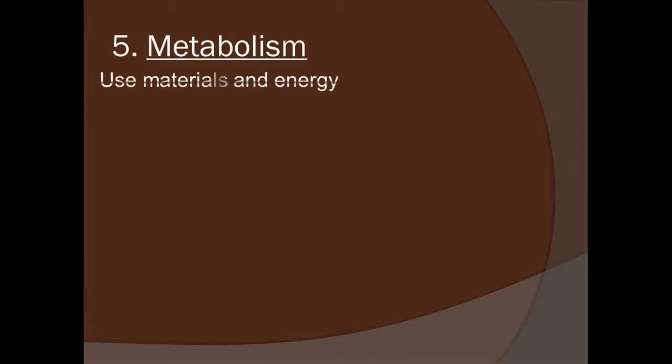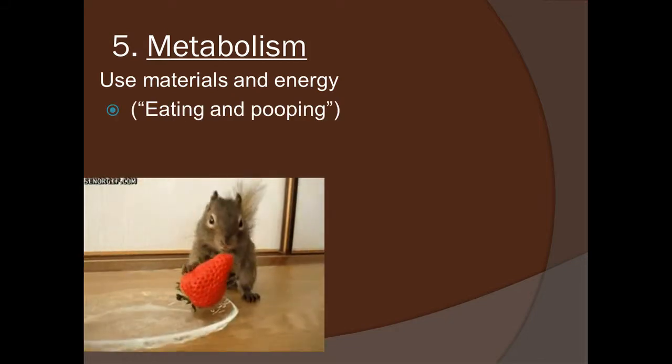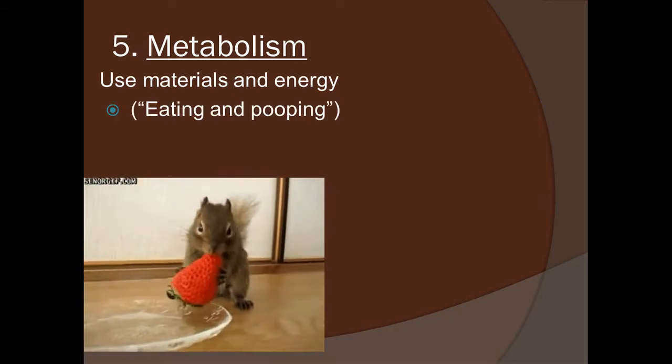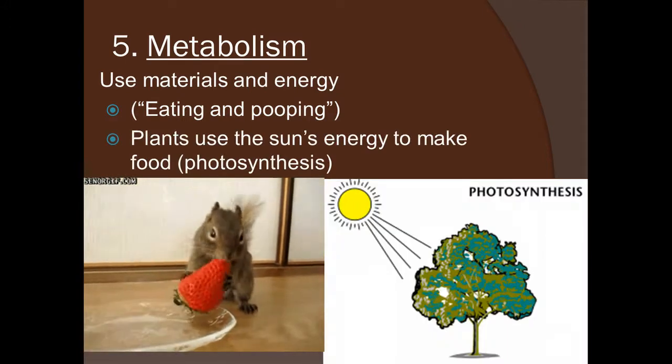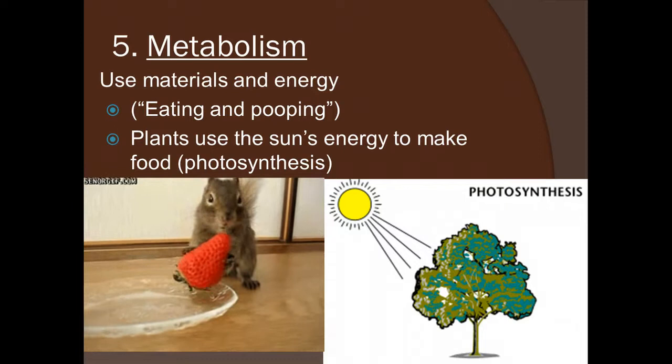Metabolism. Metabolism, simply put, is using materials and energy. Eating and pooping. This is an organism that is eating. It is going to eventually poop. That's not going to be shown. Plants will also do this as well, using the sun's energy to make food in the process known as photosynthesis.